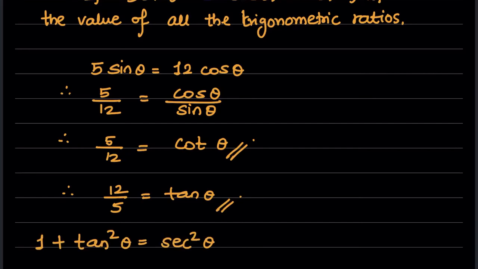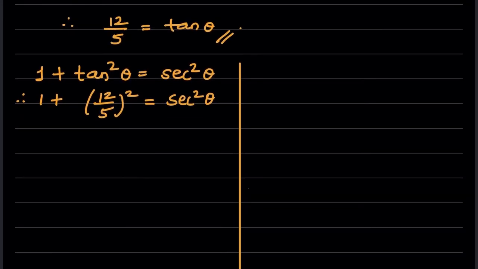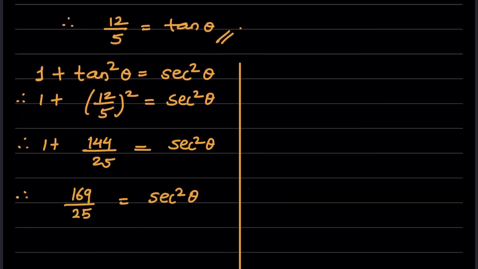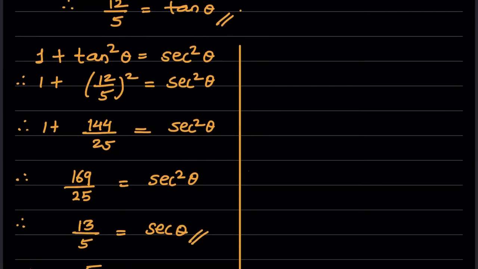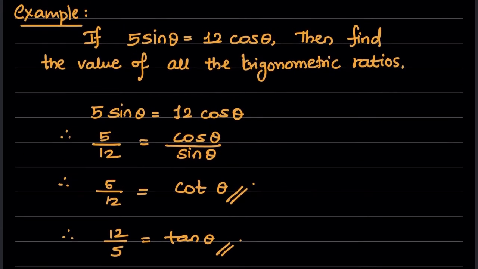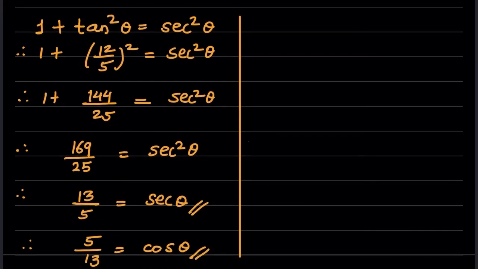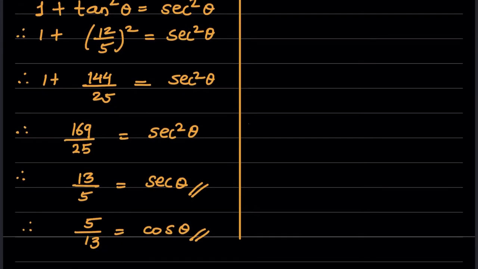Then now using the second identity, as we know what tan theta is, 1 plus tan square theta equal to sec square theta. So by putting the values, we get 1 plus (12 by 5) square equal to sec square theta. Now by solving this, we get sec theta as 13 by 5. So as sec theta is 13 by 5, cos theta will be 5 by 13. Now the remaining two ratios are sin theta and cosec theta. To find sin theta and cosec theta, we will make use of the third identity, which involves cosec square theta.